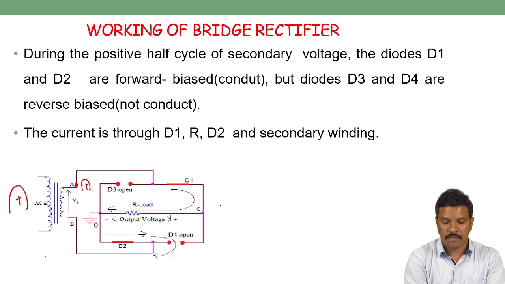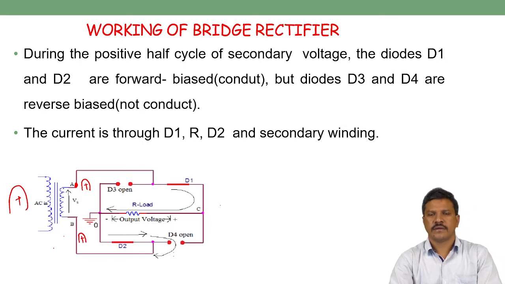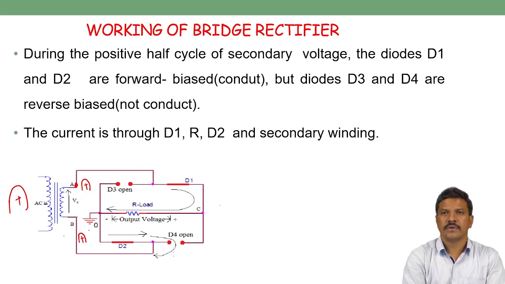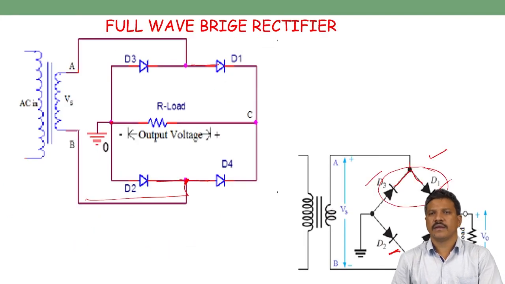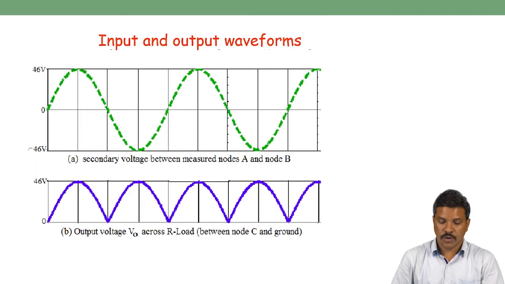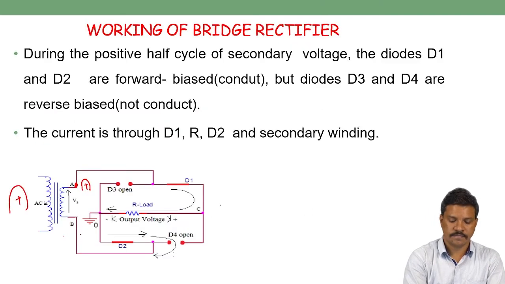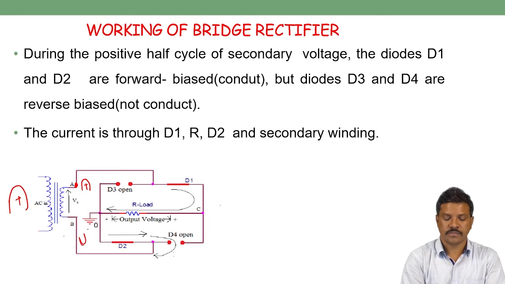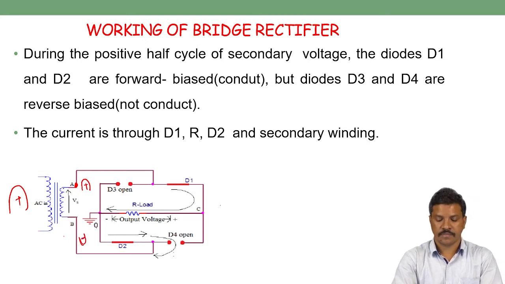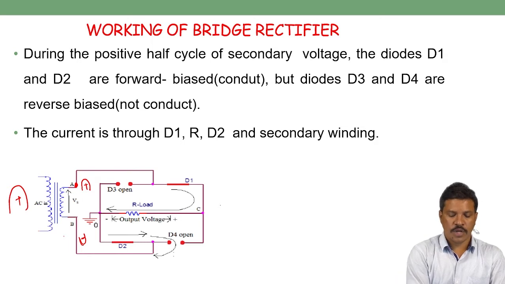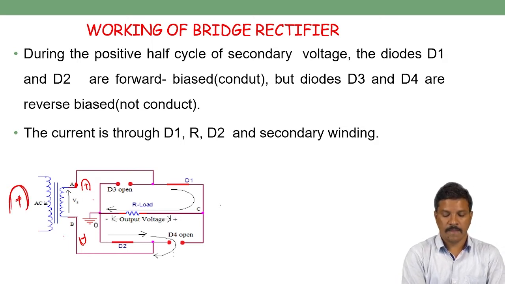During the positive half cycle of the AC input signal, the positive voltage with respect to ground is available across node A, and negative potential is available across node B.